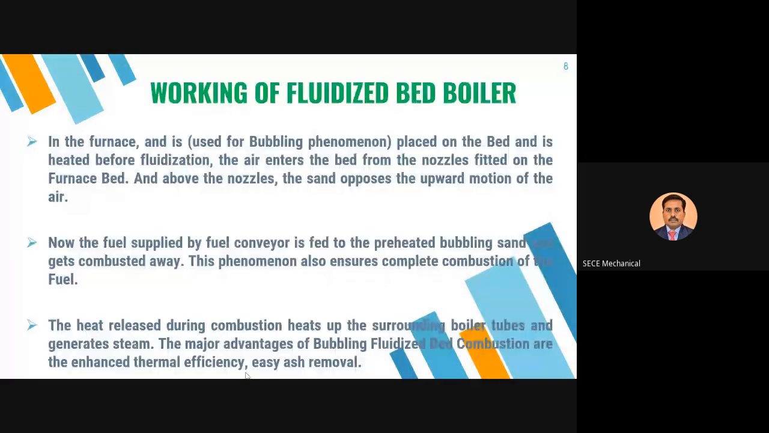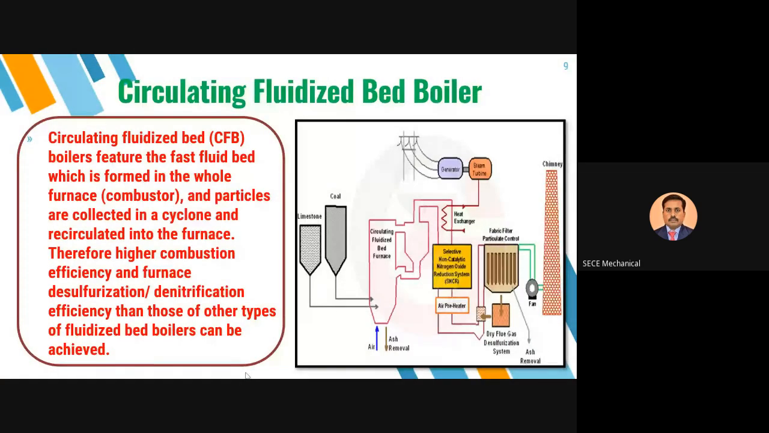And the second one is the circulating fluidized bed boiler. What is meant by a circulating fluidized bed boiler? Normally, air and fuel both will be mixed in the furnace area.